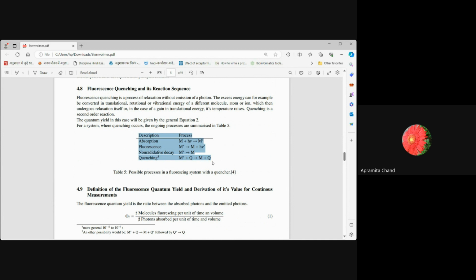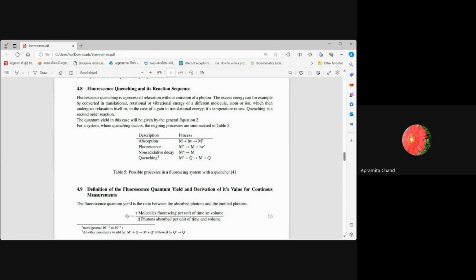This can be described like in table 5, this particular thing you just see. We can have different kinds of processes: absorption, fluorescence, non-radiative decay, and quenching. In absorption, what is happening? A molecule is absorbing a photon and then it becomes activated. In fluorescence, that activated or excited molecule emits another photon and comes back to the ground state.